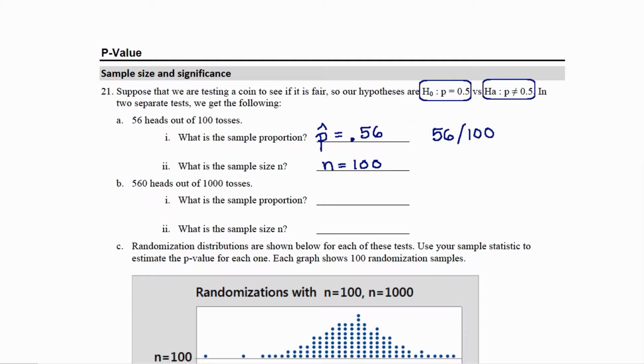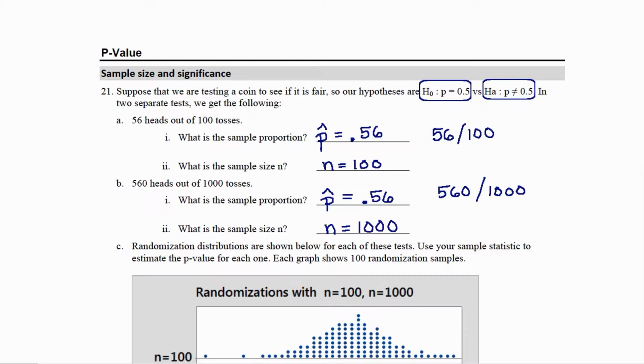In our second study, we got 560 heads out of 1,000 tosses. So that's 560 out of 1,000. This is still p hat equals 0.56. It's the exact same proportion. But now we have 1,000 trials.